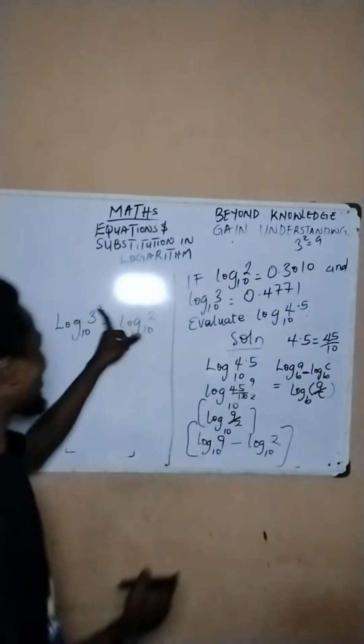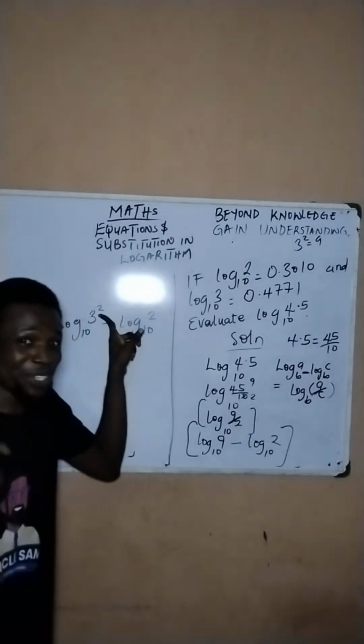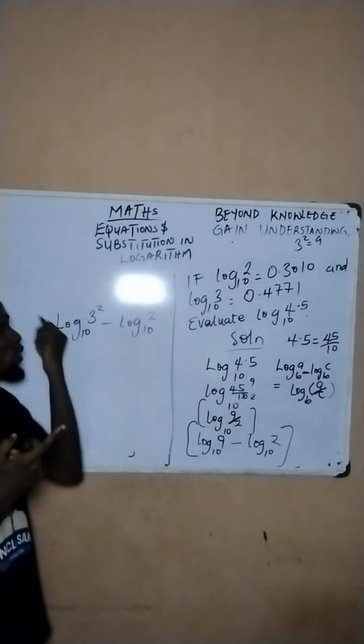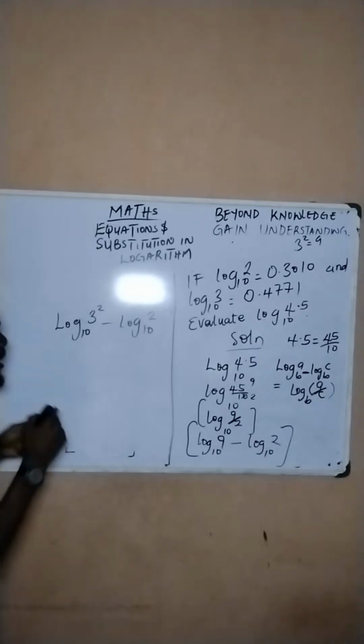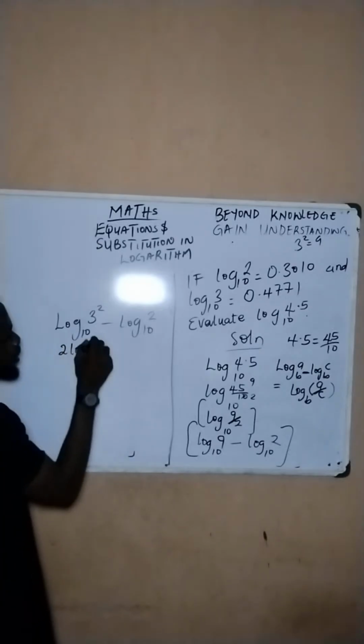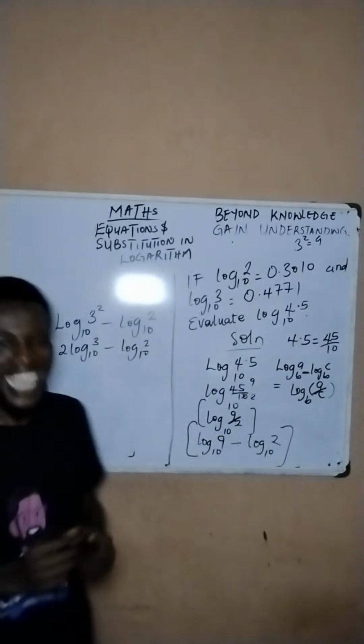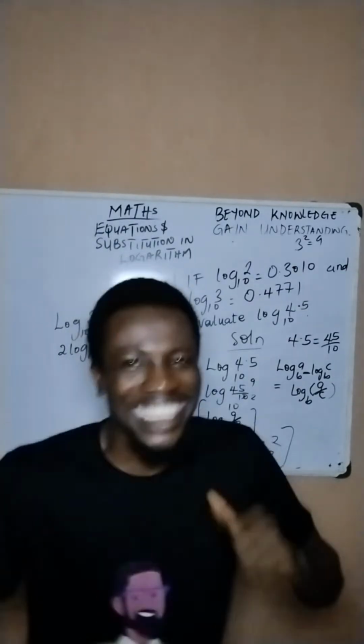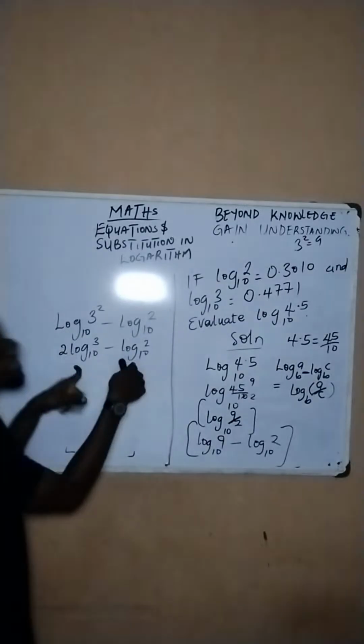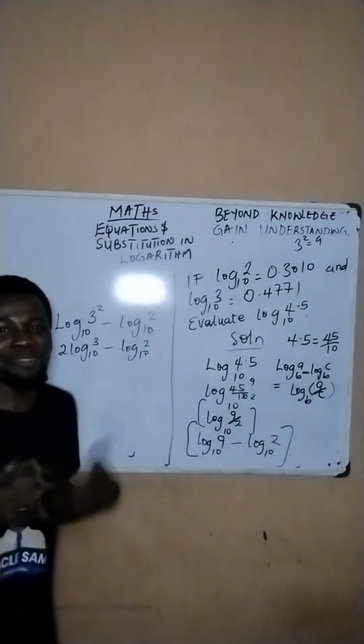And then I can go on and apply the power law of logarithm. Take the power, and what? It becomes the coefficient of the log here. So this is the same thing as what? 2 log 3 base 10 minus log 2 base 10.